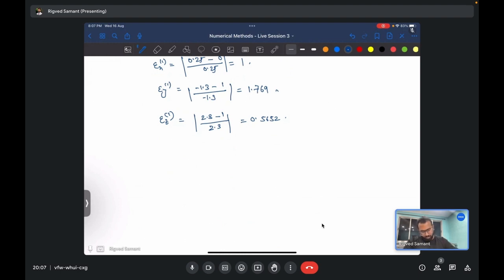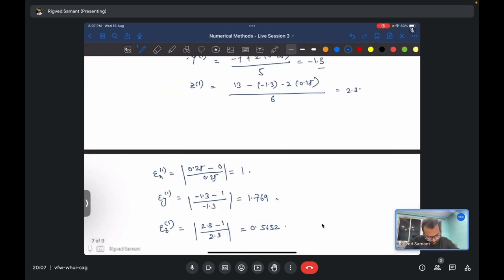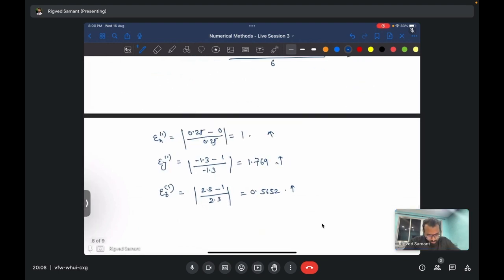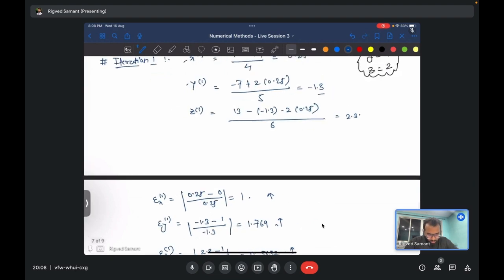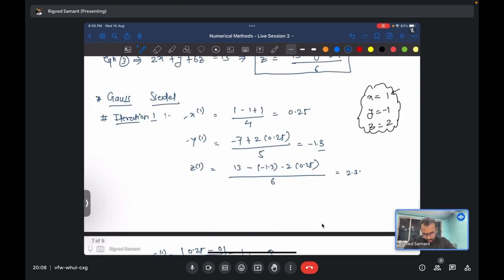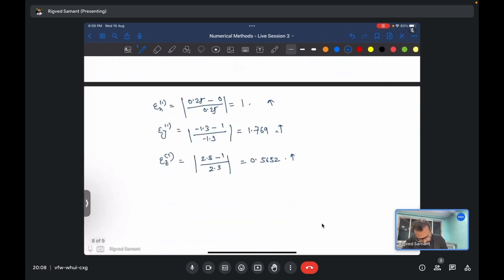Okay, so these are relatively very high errors, right? If you go into percent, this is very high error, more than 100, more than 100, and this is 56% error. So we'll have to repeat it again and again and again. So let's go for iteration 2 and let's just see what happens.